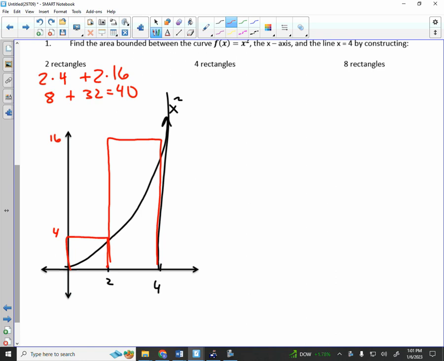Agreed? Okay, let's simplify our work to some degree. As long as we are dividing them up into equally spaced rectangles, notice how each time it's the width times the height and the width times the height, right? So you could have factored that out to be 2 times 4 plus 16. Agreed? So now it's the width times the sum of the heights. See that? So our formula will simply be the width times the sum of the heights.